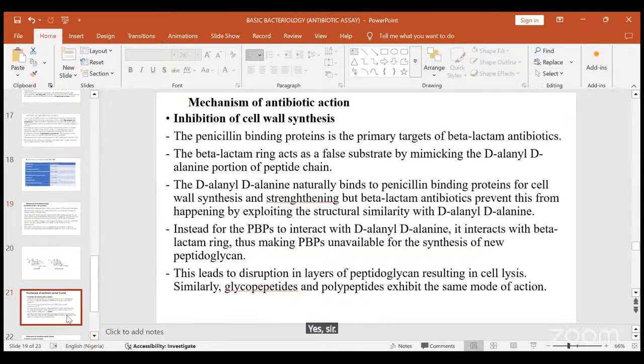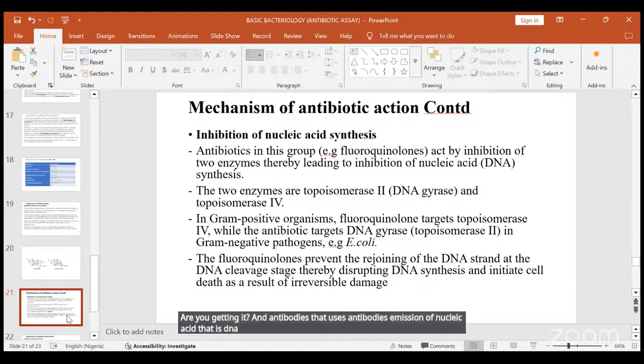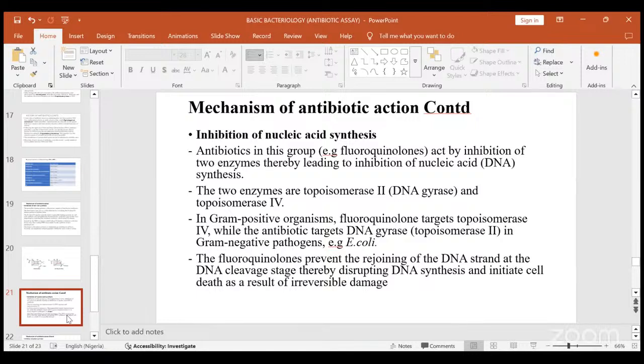Okay, let's go to inhibition of nucleic acid synthesis. Anytime you hear nucleic acid, you know they are talking about DNA and RNA. Are you getting it? And the antibiotics that use inhibition of nucleic acid, that is DNA, are fluoroquinolones. An example of fluoroquinolones is what? Ciprofloxacin. So there are two enzymes.